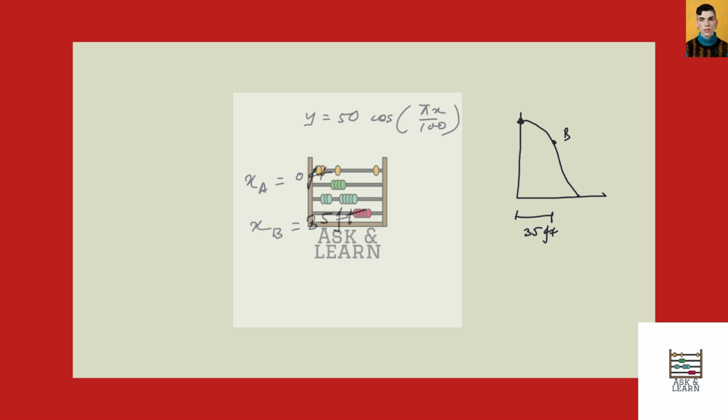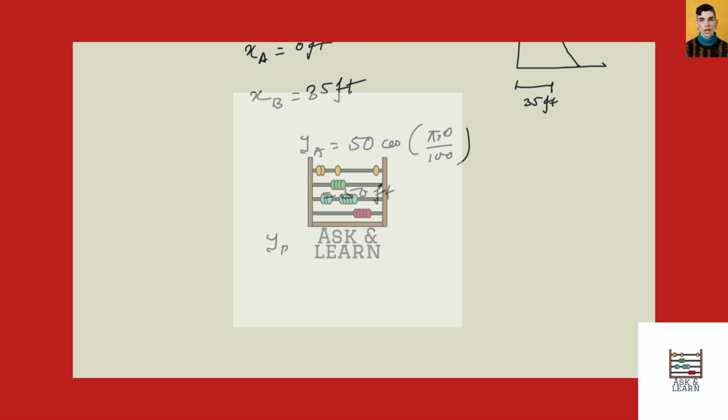Okay, so what you can do is calculate the value of y. So y A will be equal to, if you plug it in here, 50 cos of pi times 0 over 100. So it's pi times 0, so it's 50 feet. Whereas y B, if you plug in the same, 50 cos of pi times 35 by 100, that's 22.7 feet. So you have got both y A and y B.